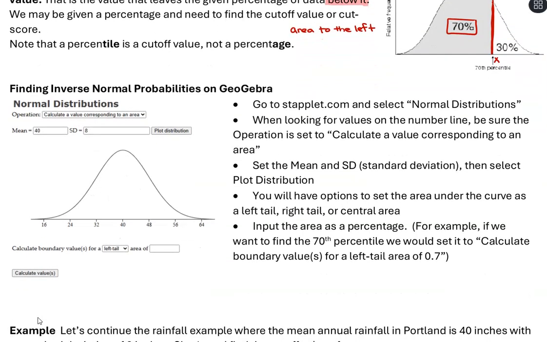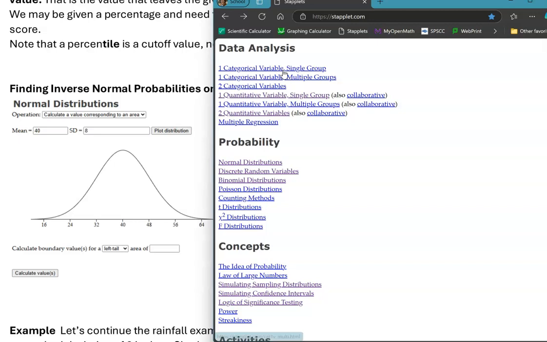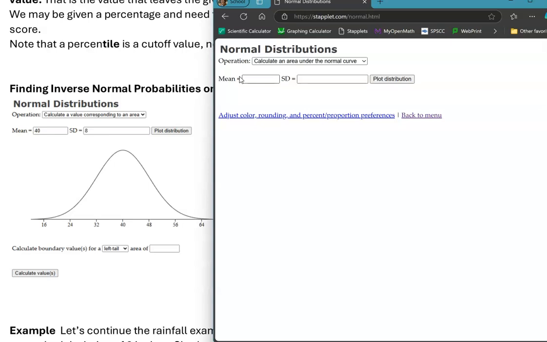We're not using GeoGebra. We are using Stapplet. And let's go to Stapplet and open up normal distributions as we did before. So we go to probability, normal distributions, and then in operations, there's these two selections. In that last video, we did all of these calculate an area under the normal curve. But now the idea is we're going to know the area under the curve, so we need to switch to calculate a value corresponding to an area. So we're looking for this value.